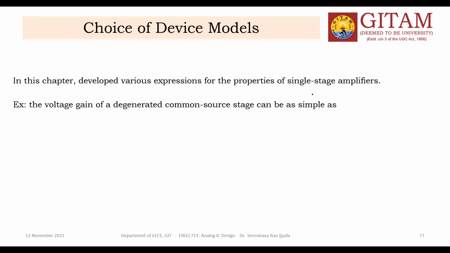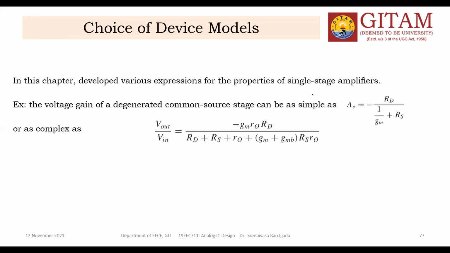So the voltage gain of a degenerated common source stage can be simplified as, yes, this is already visible. What is the voltage gain of the CS with source degeneration? It is minus RD divided by (1/gm plus RS). This is the simple formula without considering those factors. When you consider those factors, this formula becomes like this.